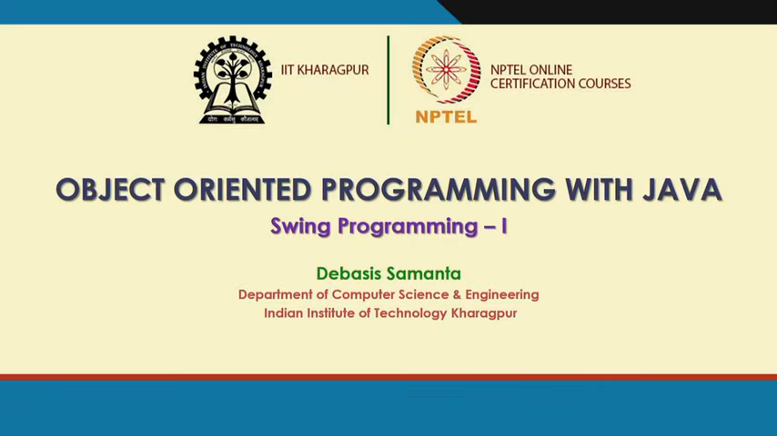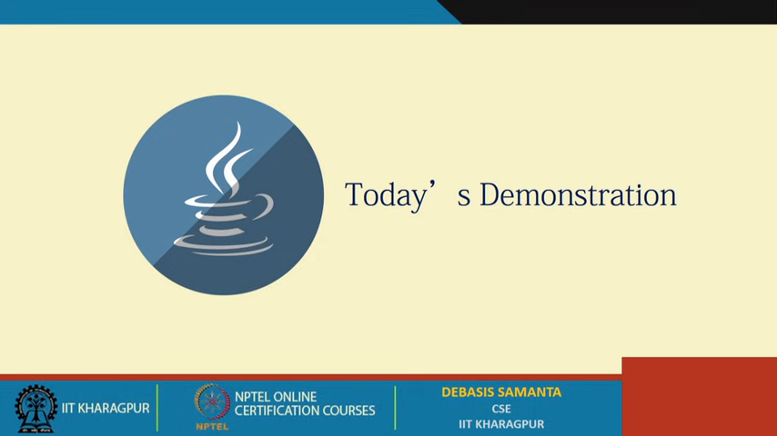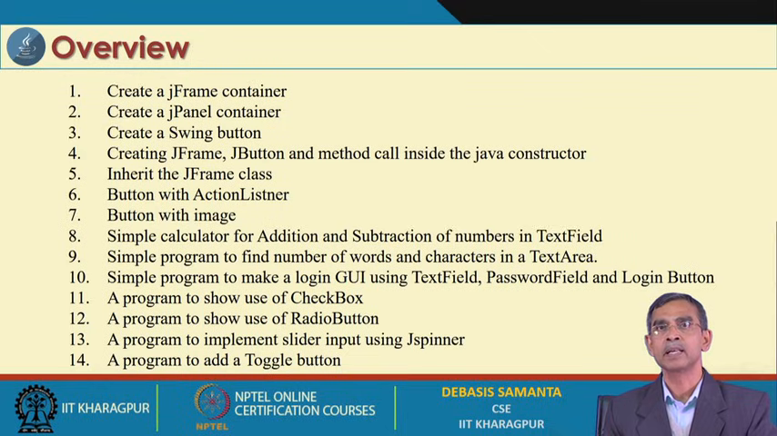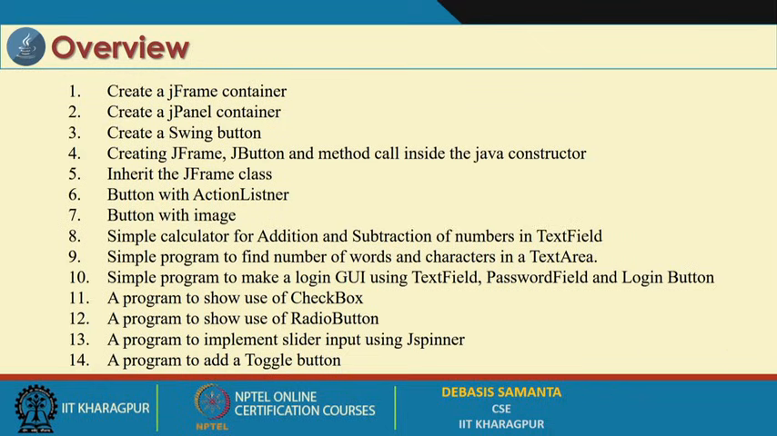Now, let us have the demo on Java Swing facilities. Java Swing facilities will be covered in 2 demonstration modules. This is the first one. In this demonstration module, we are going to cover how to create a JFrame, that means a frame in Java Swing rather, and then a panel, and then Swing buttons, actually different Swing components.